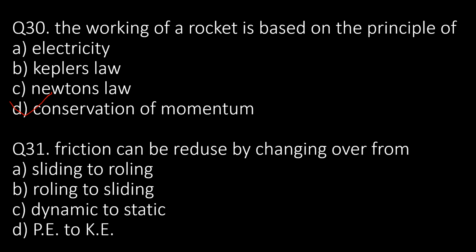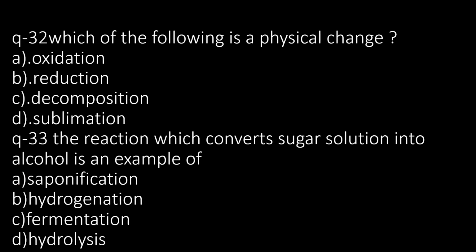Our next question is, friction can be reduced by changing over from. And the right answer is option A, sliding to rolling. Our next question is, which of the following is a physical change? And the right answer is option D, sublimation. It is a process in which a solid can convert directly into gaseous phase without going through the liquid phase.